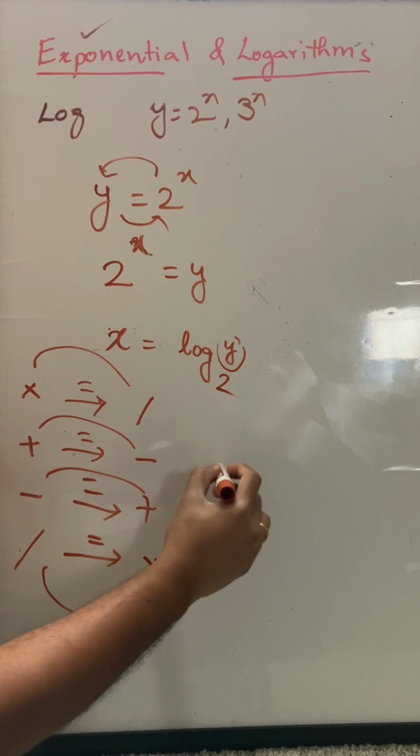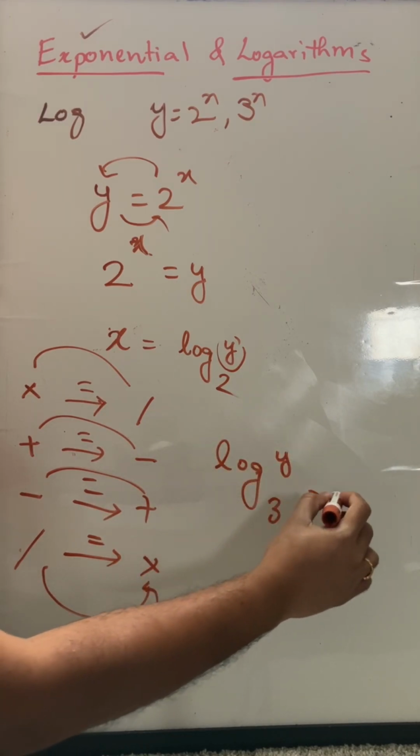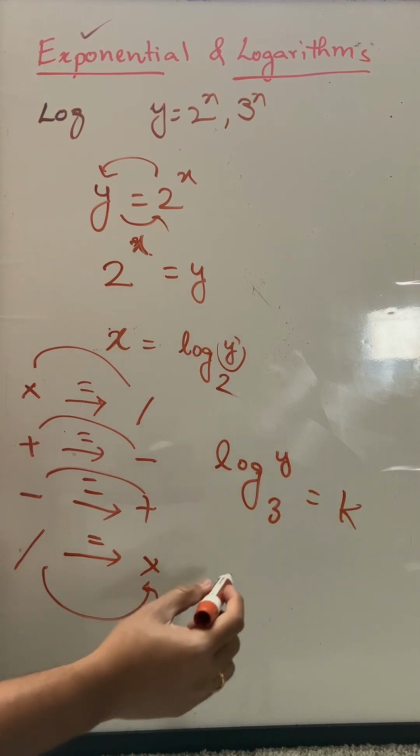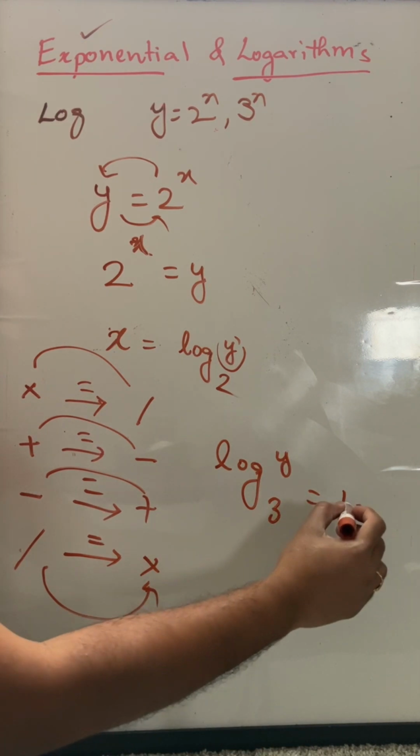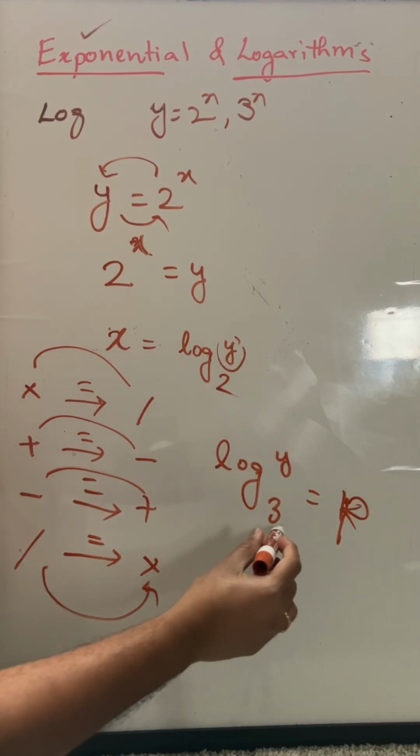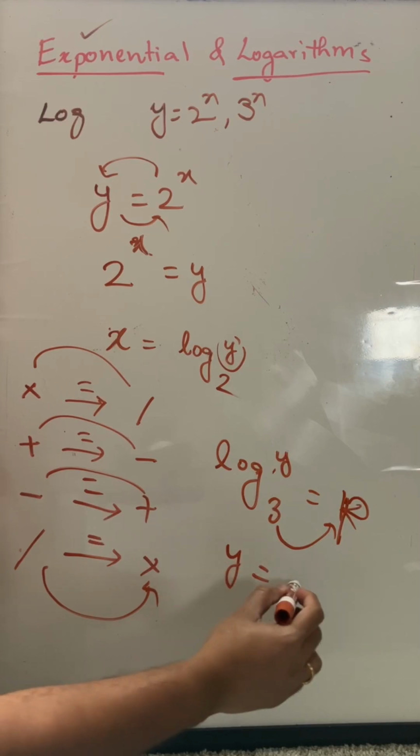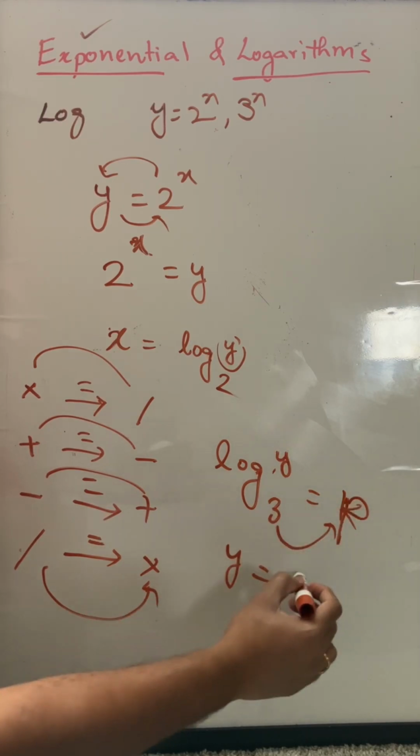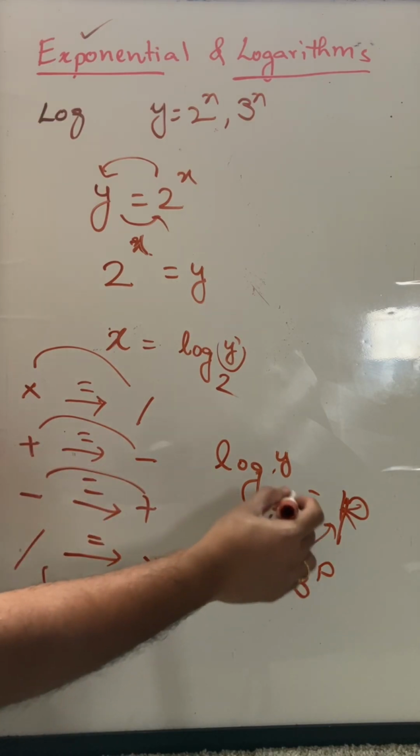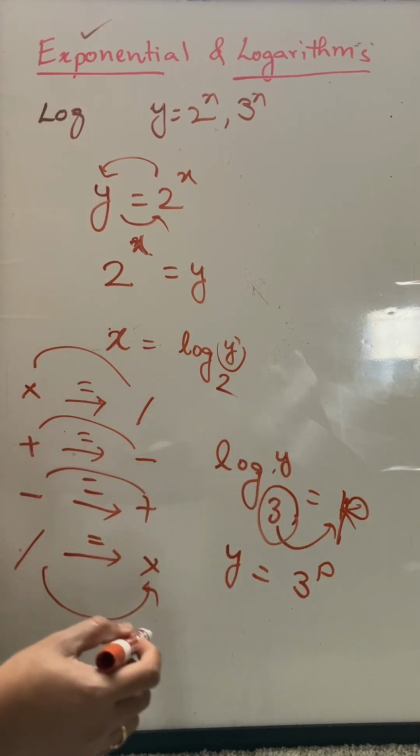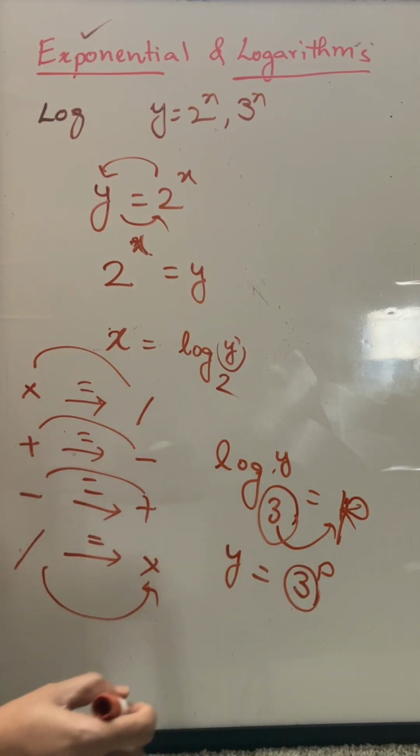And when someone says, okay, log y base 3 equal to some k, or p or whatever, then when 3 goes on this side, y becomes 3 with p up in the power. Because we always call 3 the base in log y base 3. So the base on the other side goes like this.